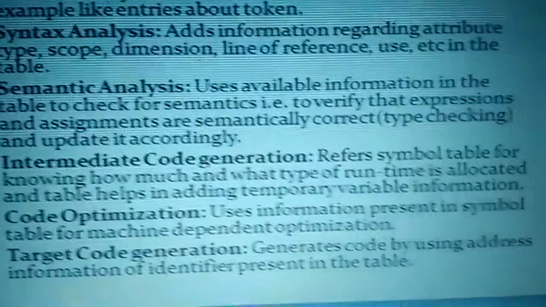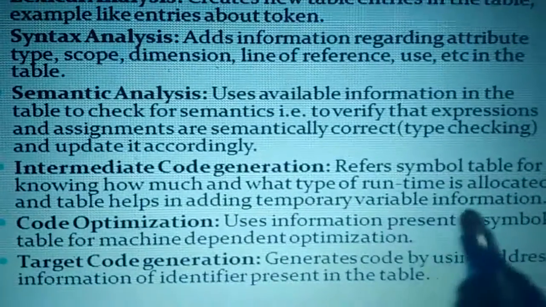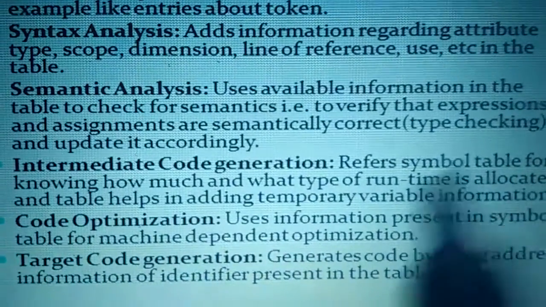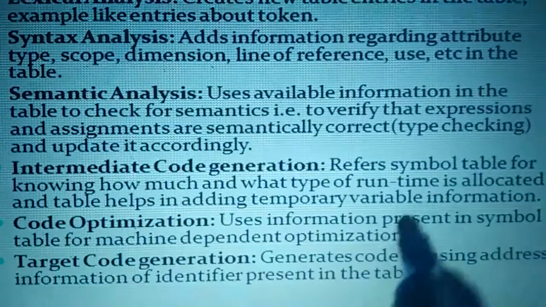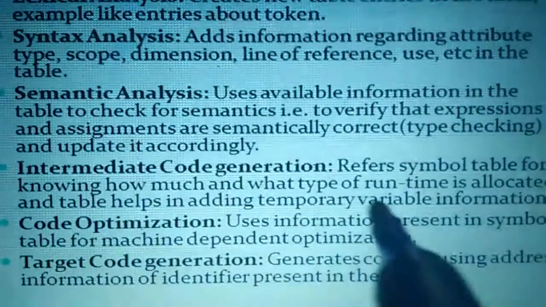Intermediate code, what does it do? As we know, the intermediate code is nothing but the three address code. Three address code further helps for the code optimization.